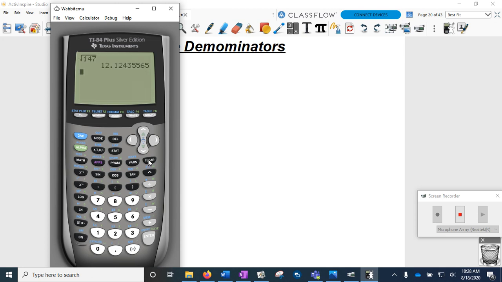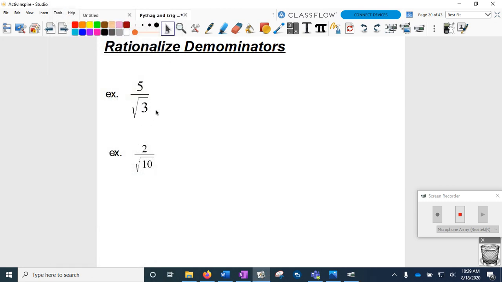That radical, square root of 3. If I do square root of 3 in my calculator, it's a number that doesn't repeat and doesn't end. It's called an irrational number. 3 is not a perfect square, so square root of 3 is an irrational number. We don't like irrational numbers in our denominators of fractions. They're just not nice. And this is a skill that's going to help you out on the TSI.